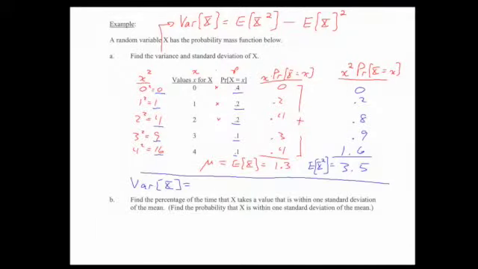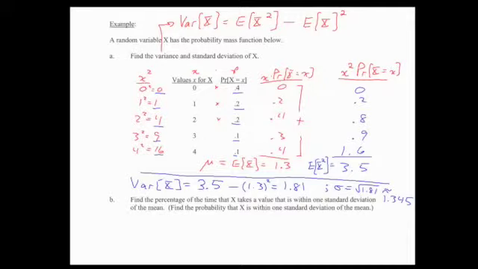So the variance of x is, we take the 3.5, the expected value of the square of x, and we subtract the square of the mean. And when you do that, you're going to get 1.81. The standard deviation for x, we write sigma for that, it's the square root of 1.81. And that's roughly 1.345.